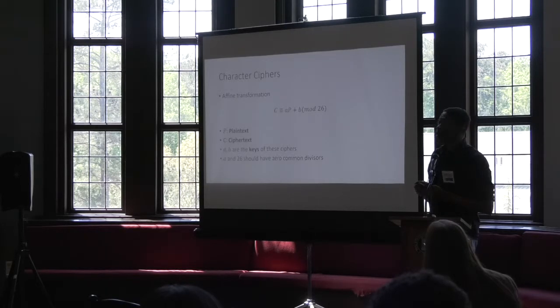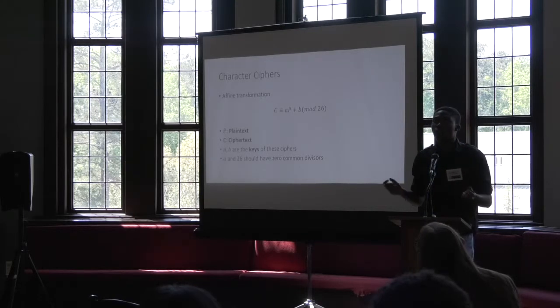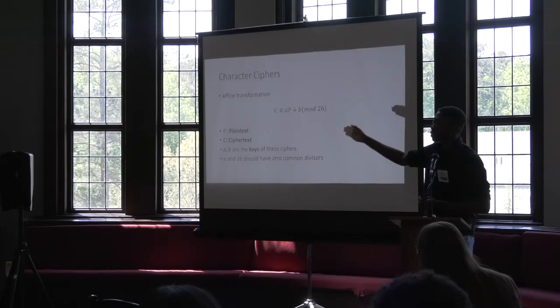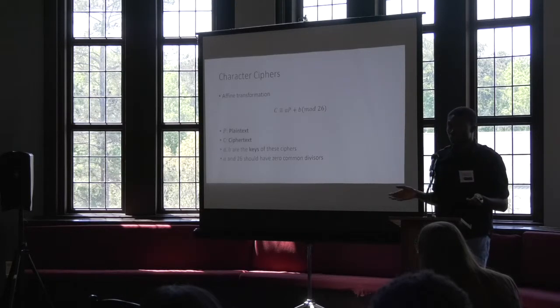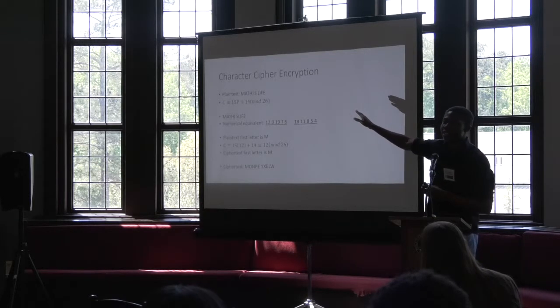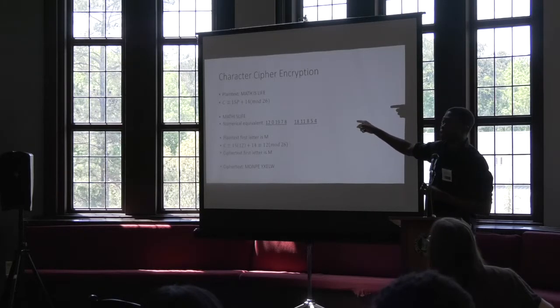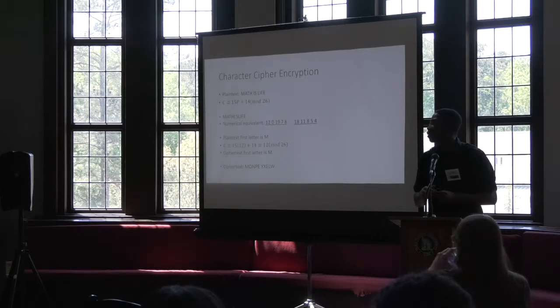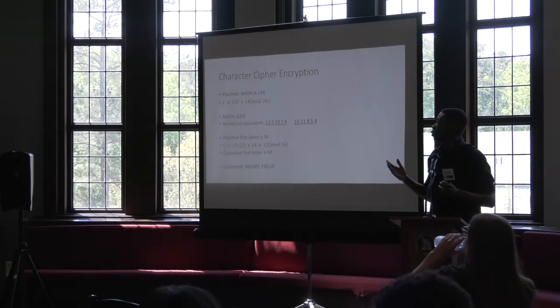And something very important about that A and B: A and 26 must have no common divisors. Because if they do, you will not get every letter in that cipher text. For example, if A is 2, you cannot get every number in that C format. So let's give an example in this case. Let's talk about this brilliant plaintext, math is life. We're going to use this affine transformation: C is congruent to 15P plus 4 mod 26.